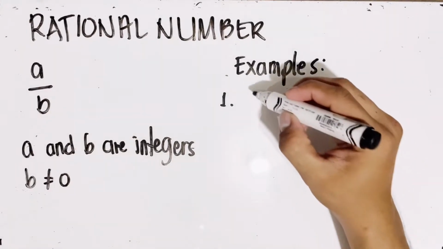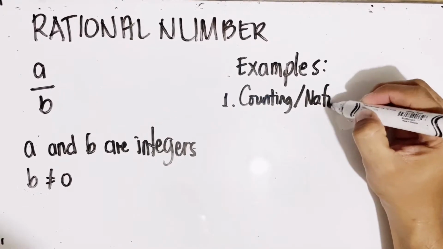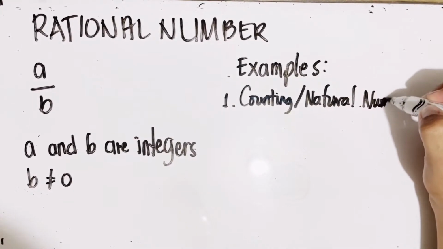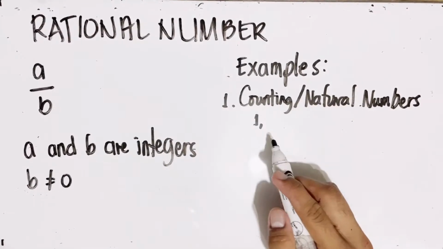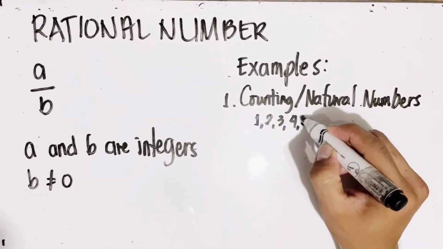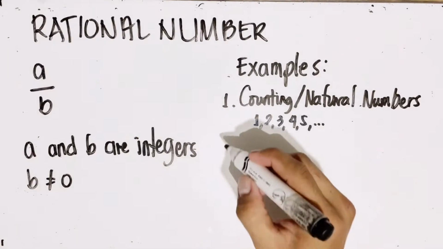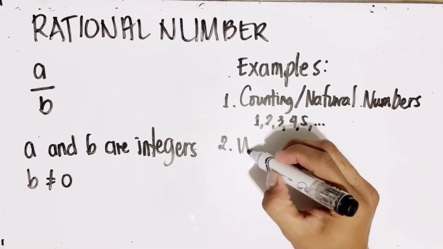Rational numbers can be counting or natural numbers. So what are the examples of counting or natural numbers? When we count objects or things, we always start with 1. So 1, 2, 3, 4, 5. The first number for counting numbers is 1, followed by 2, 3, 4, 5, and so on and so forth.